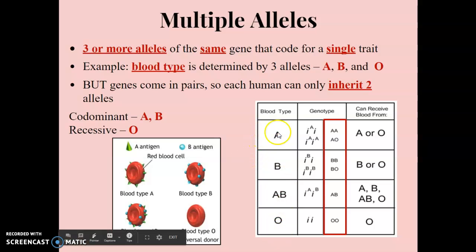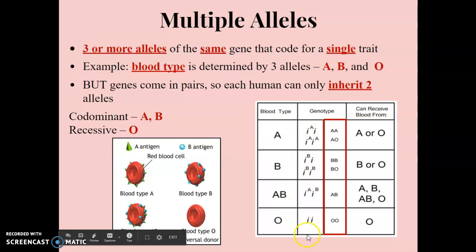So there are 4 different blood types, A, B, AB, and O, and there's a variety of ways to make each. So in order to create blood type A, you need to either have 2 A alleles or an A allele and an O allele. The A will overpower the O, causing blood type A. For blood type B, you can either have 2 B alleles or a B and an O. The B will overpower the O, causing blood type B. The only way to create an AB blood type is to have 1 A allele and 1 B allele. And then finally, type O, you have to have 2 O alleles.